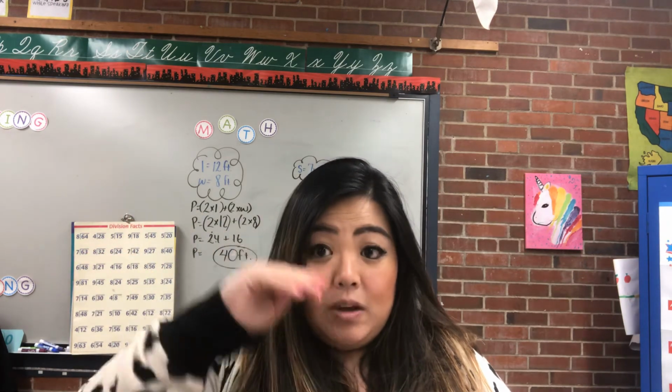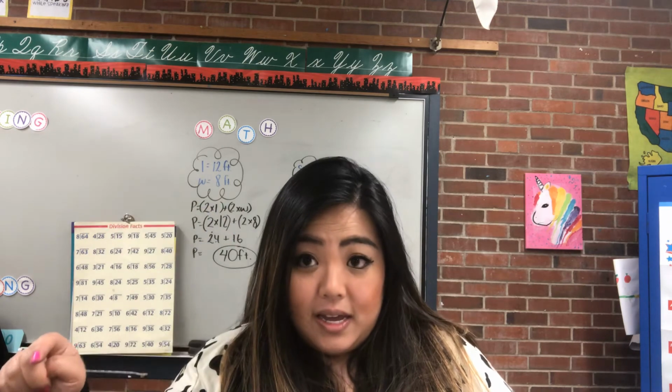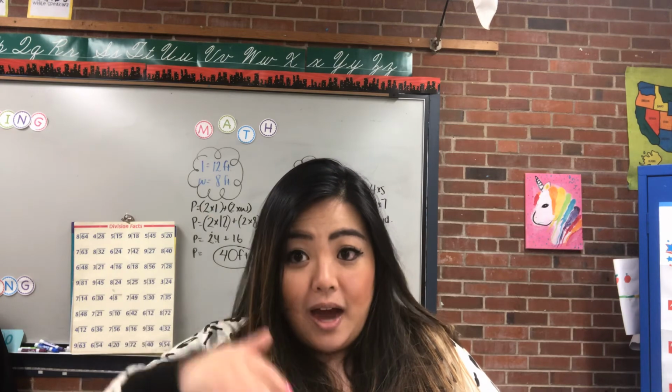So, ready? The first one, we put the formula. It's a square. P equals 4 times S. Put that on the top. Then we do P equals 4 times 3. And then underneath it, put P equals 12 yards. Okay? Now let's do B.